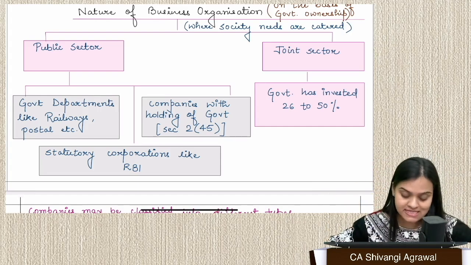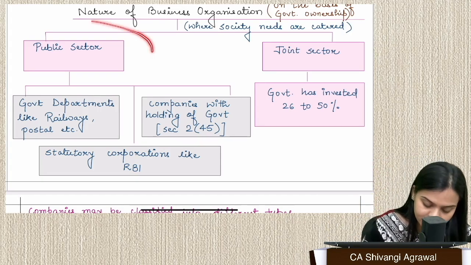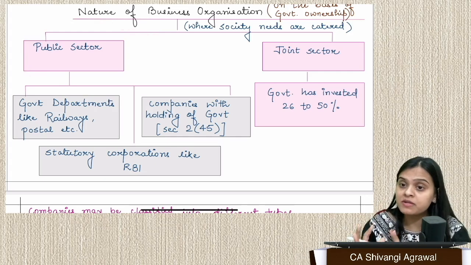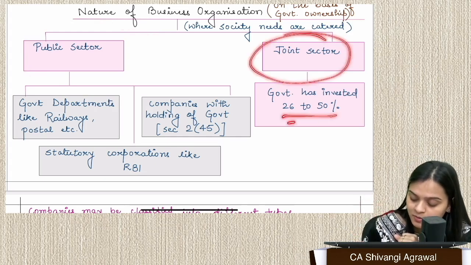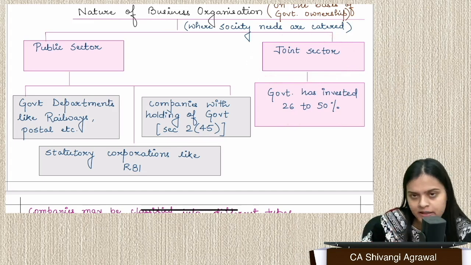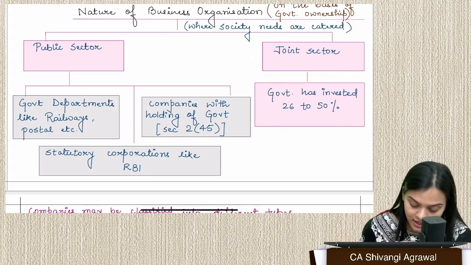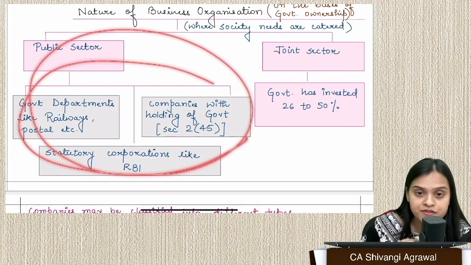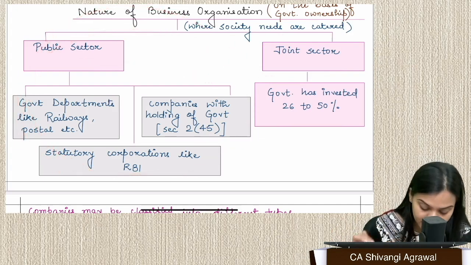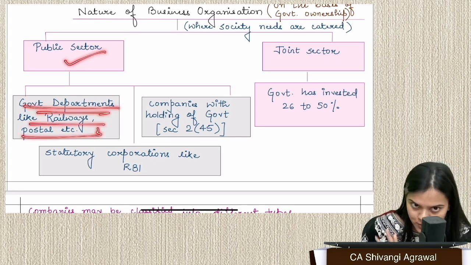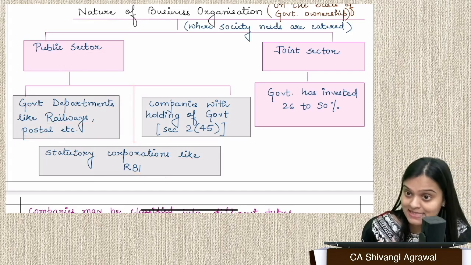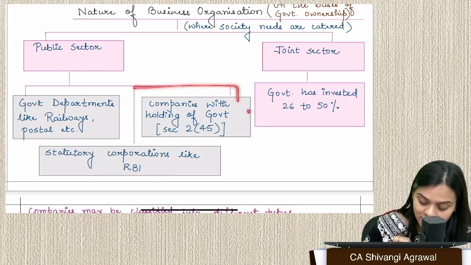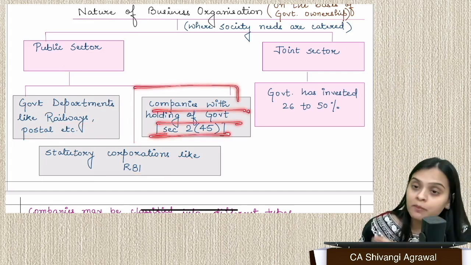It is divided into two sectors on the basis of government ownership. One is the public sector and the other is the joint sector. Public sector, where the government has made huge investments, and joint sector, where the government has invested from about 26 to 50%. More than 50% comes in the public sector case. Now we have government departments like railways, postal, etc. We also have statutory corporations like RBI, LIC, SBI, etc. And we also have government companies.